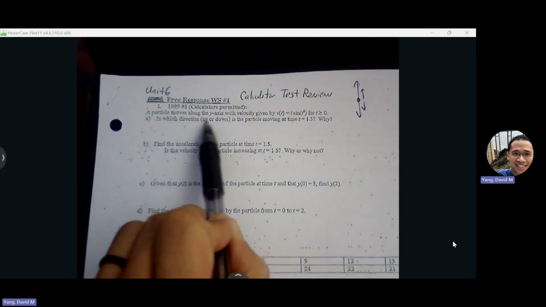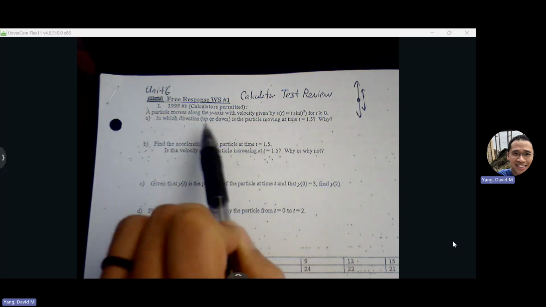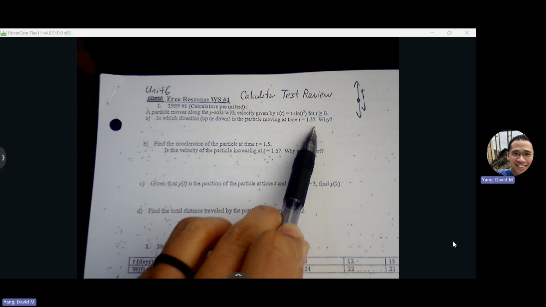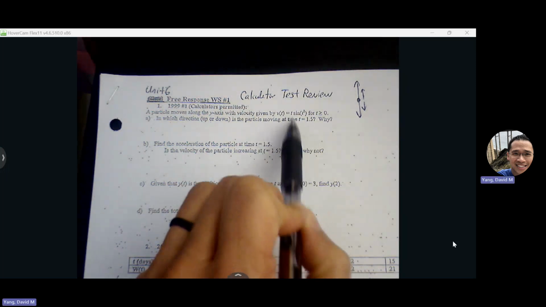So it says particle moves along the y-axis, given by v of t equals t sine of t squared. In what direction is the particle moving at time t equals 1.5? Well, we have the velocity function. So I think this one we can just directly plug in, right?